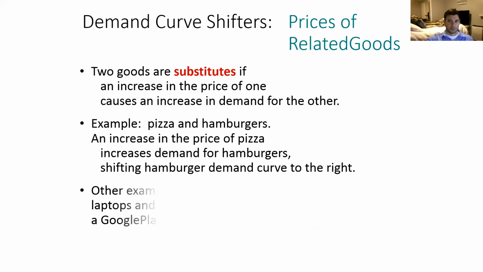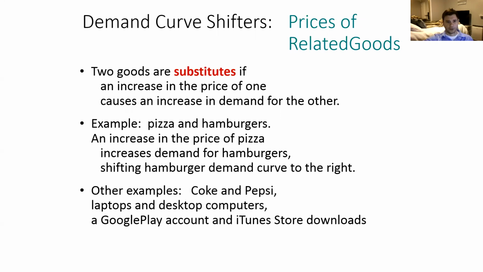Other classic examples of substitutable goods: we've got Coke and Pepsi, laptop and desktop computers. We'll see an example later where we talk about Google Play accounts and iTunes Store downloads, both ways of acquiring music.